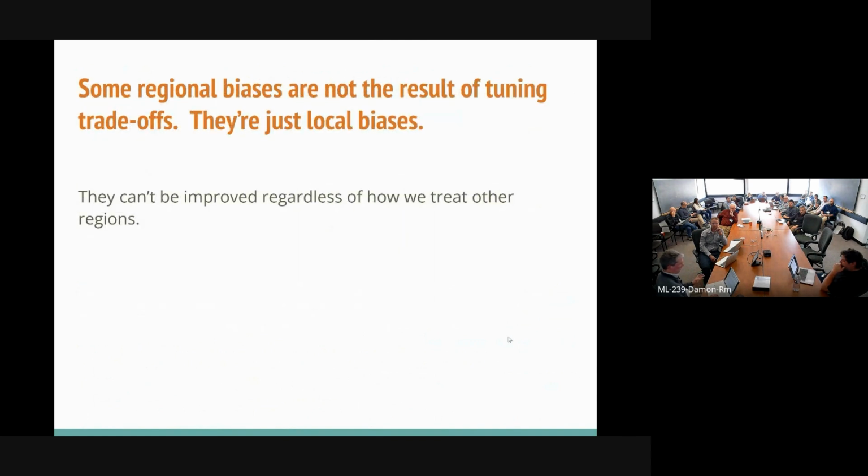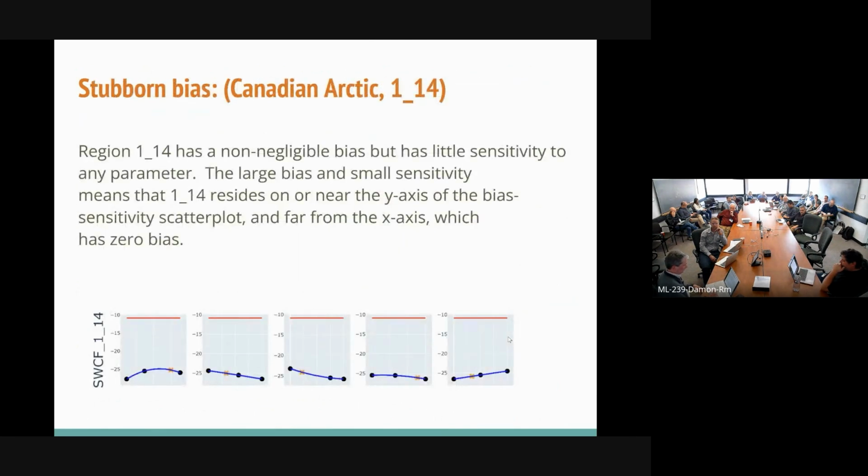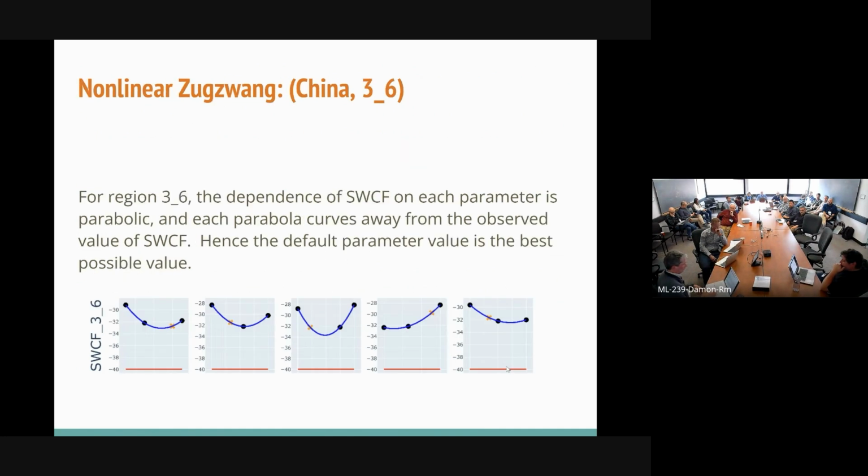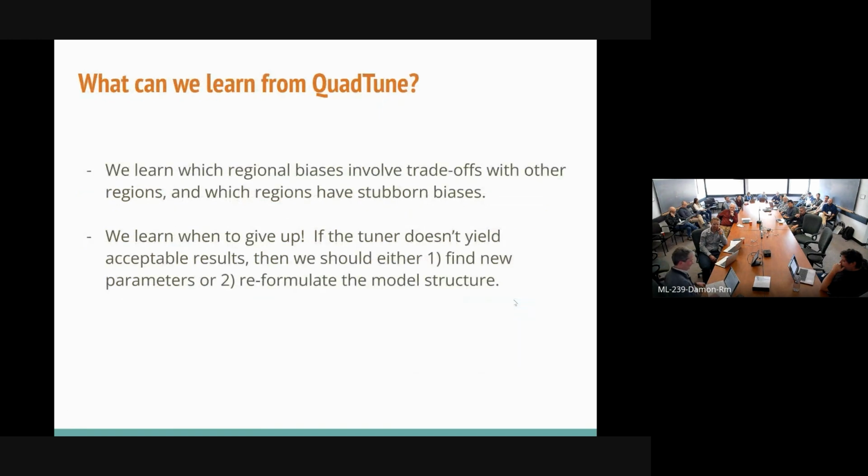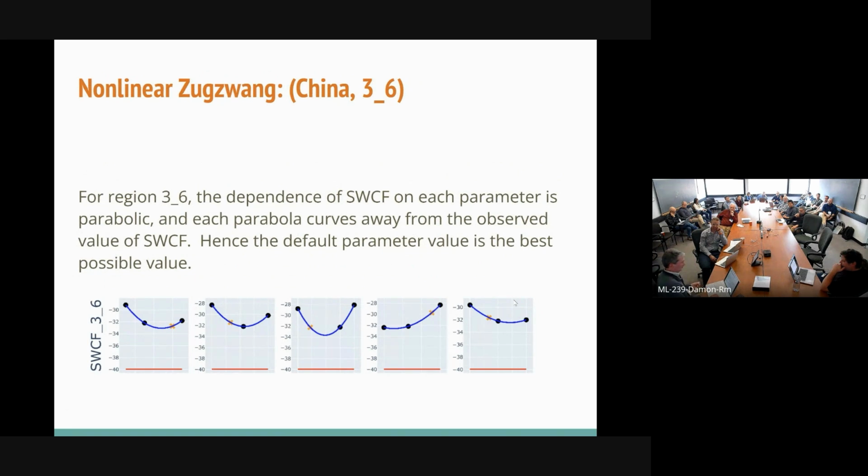Then there are some other regional biases which don't have to do with tuning trade-offs. So this one is a stubborn bias. We want to get back to the red line, but none of these simulations are close. There's just no sensitivity to any parameter. So we can sort of give up immediately there. This one's really interesting. This is China. What happens here is the default simulation is actually the best, and it's so nonlinear that no matter how you tune the parameters, it always gets worse. You're better off just staying at the default. So it really makes a mockery of this notion of sensitivity, where it's sensitive, but so nonlinear.